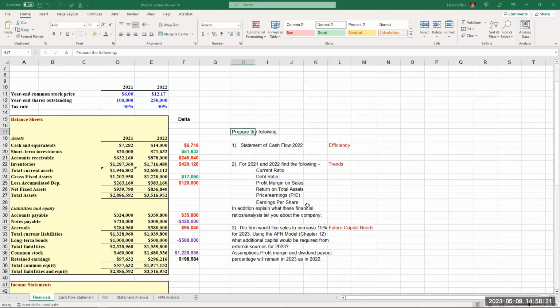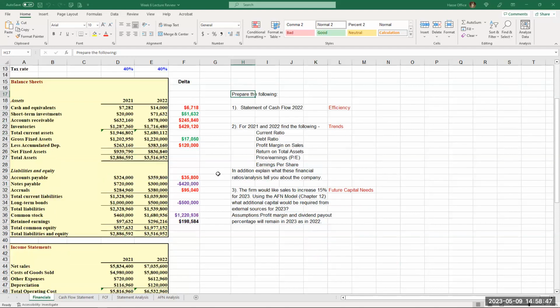Notice in 2021, they had 100,000 shares of stock. So it looks like they issued 150,000 more shares of stock. What happens when you issue stock? You will obtain cash. So we'll see that in our analysis. The company's tax rate, they must be from California, is 40%. Ouch. That's their tax rate. So here's the balance sheet.